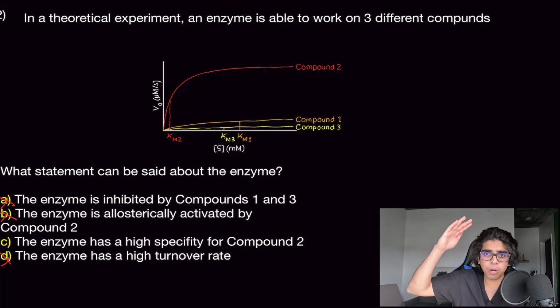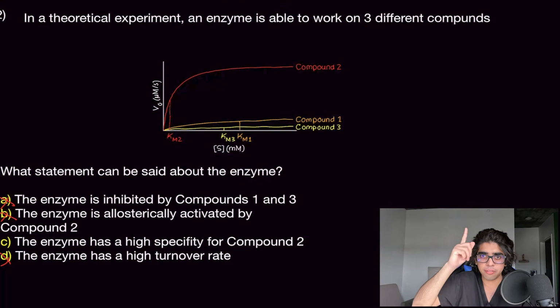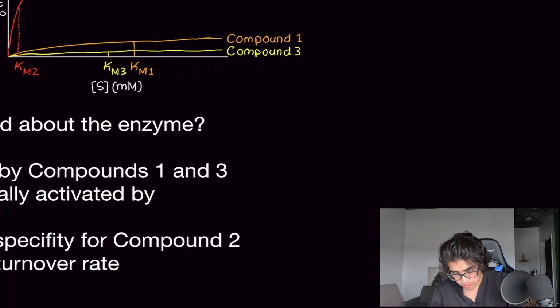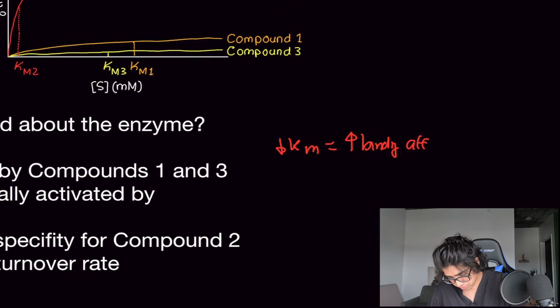Lower Km means higher binding affinity. That means higher specificity. So that's the golden thing you should know: lower Km equals higher binding affinity, which equals higher specificity. There we go.